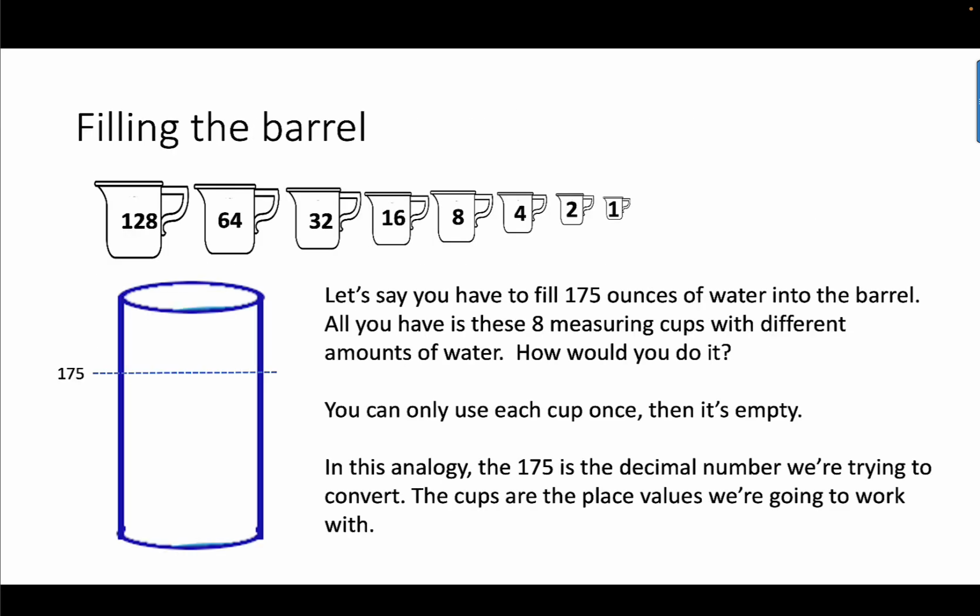In this image, you see a barrel on the left in blue. And let's say that you have to fill 175 ounces of water into the barrel. All you have to work with is these 8 measuring cups with different amounts of water. How would you do it? You can only use each cup once and then it's empty. In this analogy, the 175 is the decimal number we're trying to convert. The cups are the place values that we're going to work with.